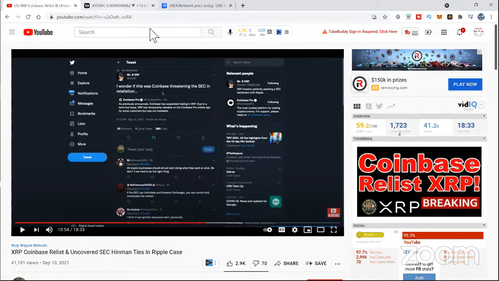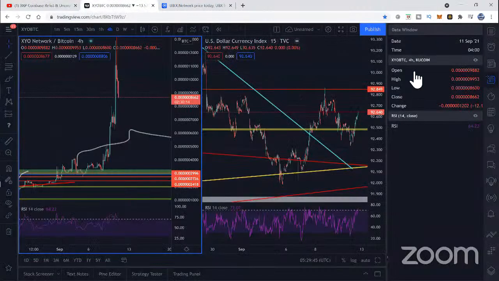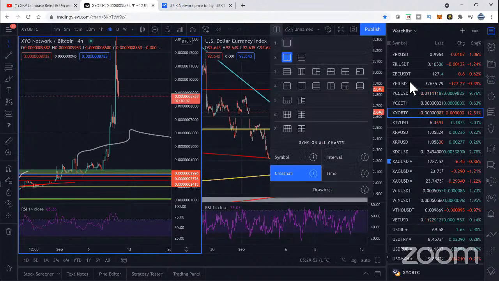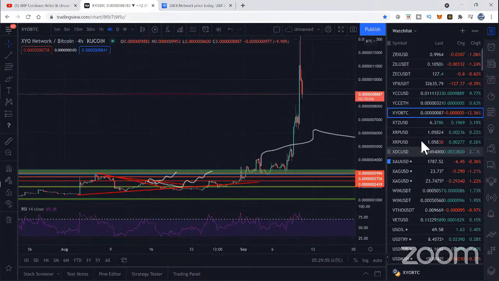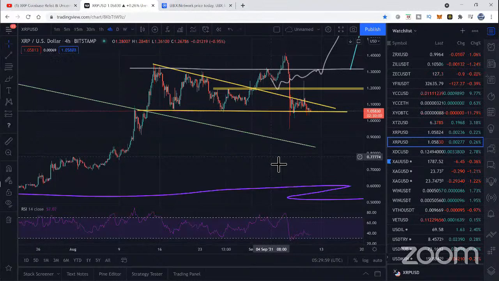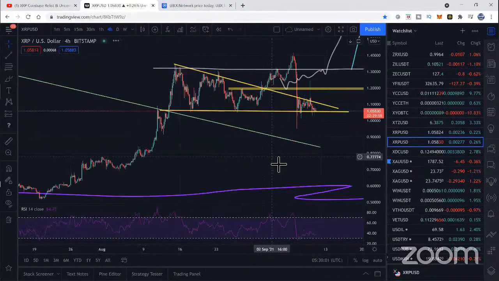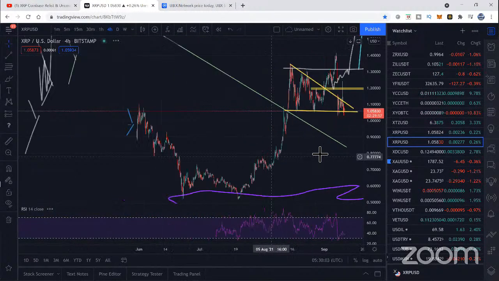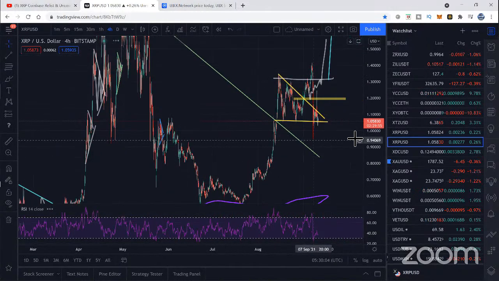We're gonna go and I guess we could see XRP real quick so we can see how the charts are looking like. And then we'll move on to XYO.